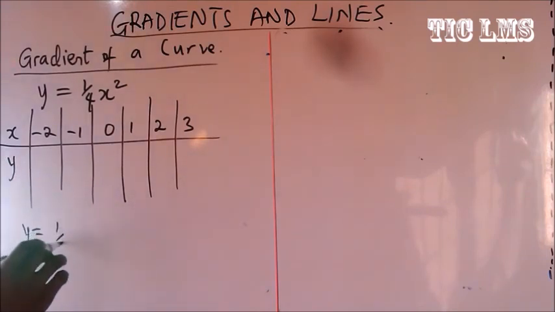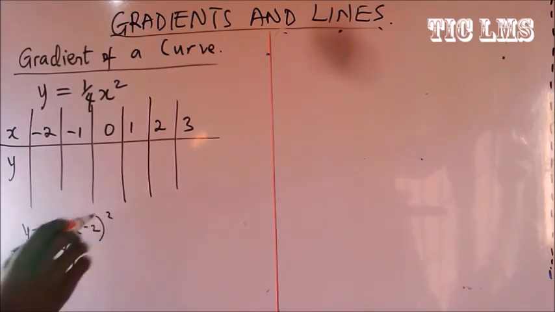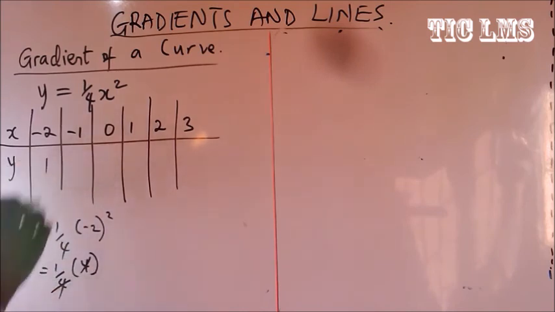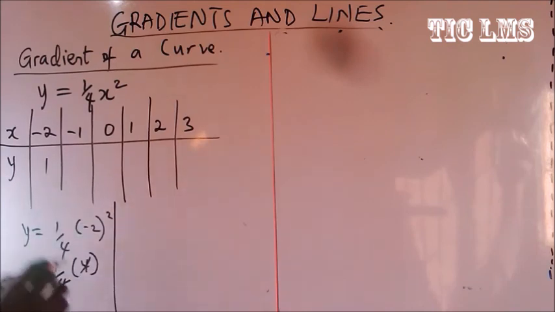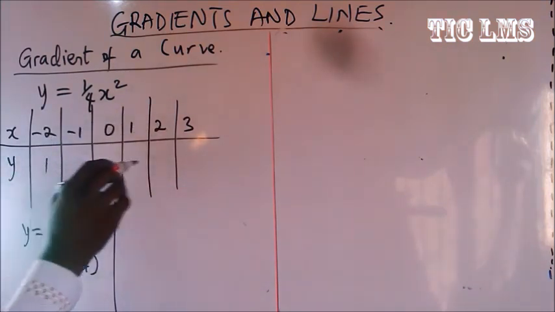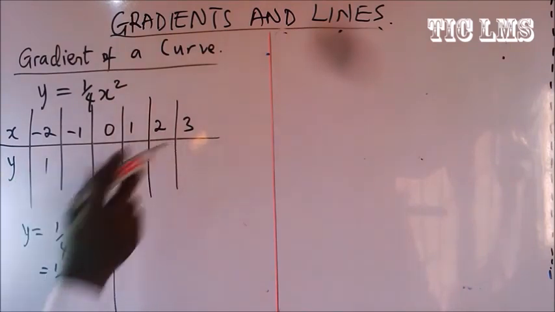So y equal to 1 over 4, then we have minus 2 squared. So we have 1 over 4 into bracket minus 2 times minus 2. That is 4, so 4 cancels 4. We are left with 1. So that's how we'll do it for all the values of x, to determine the relative values of y.